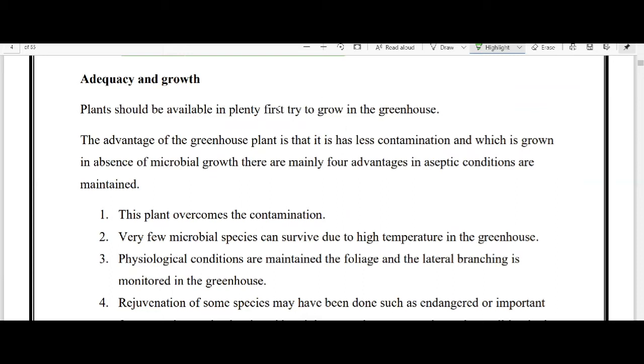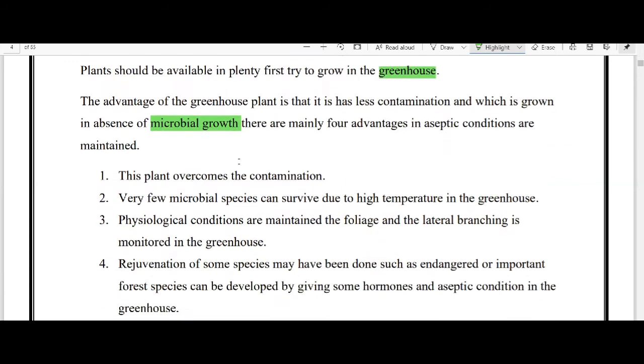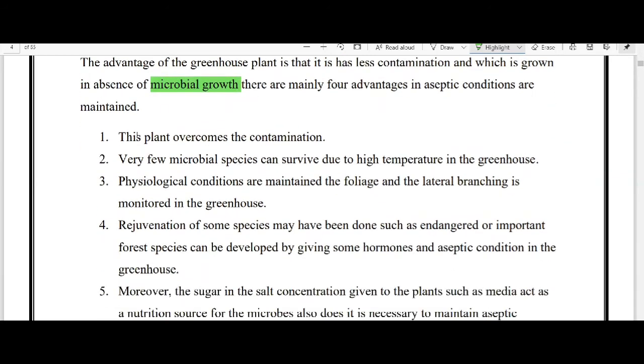For getting a proper quantity of healthy plants, we should try to grow these plants first in greenhouses. The advantage of the greenhouse plant is that it is less contaminated, because these plants are grown in the absence of microbial growth. But there are many different advantages, and there are 4 main advantages as mentioned here. So now we will see these advantages.